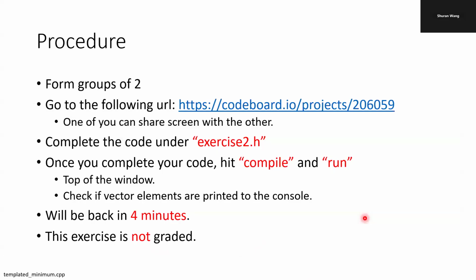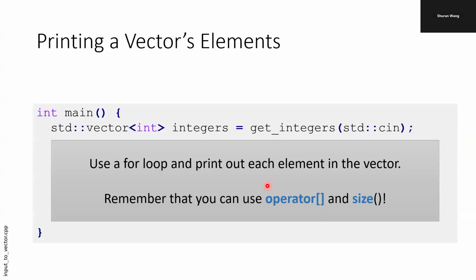So let's go back to Codeword and complete the code under exercise 2. It's the same procedure as before. We'll be back in 4 minutes. Remember, we just want to use a for loop to print out each element in the vector.